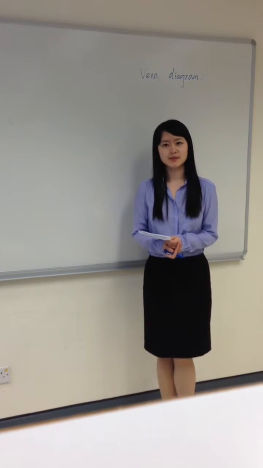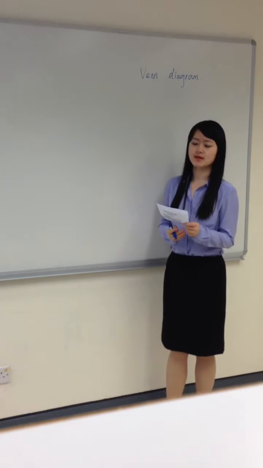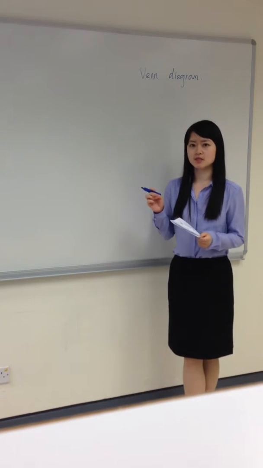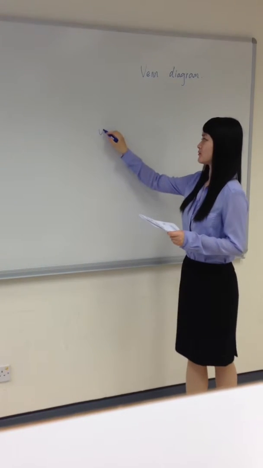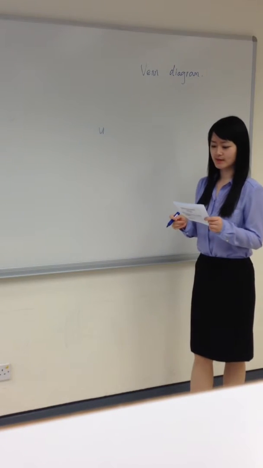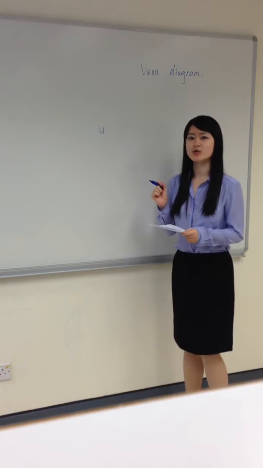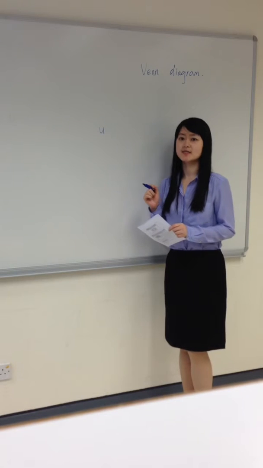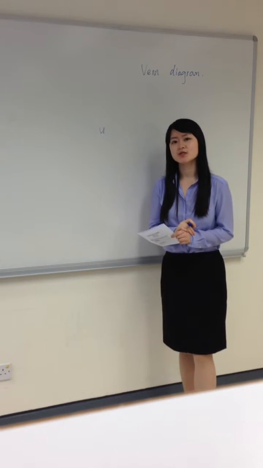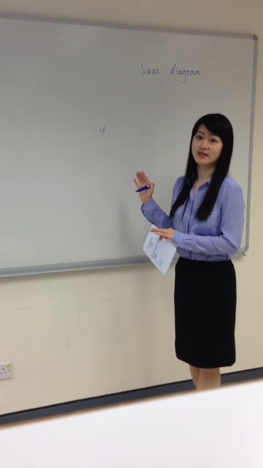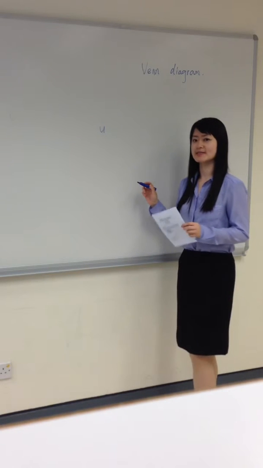Last time we learned set, today we'll learn Venn diagram. A Venn diagram consists of a universal set represented by a rectangle, and the sets within it are usually represented by circles. We will start to explain Venn diagrams by using two examples.